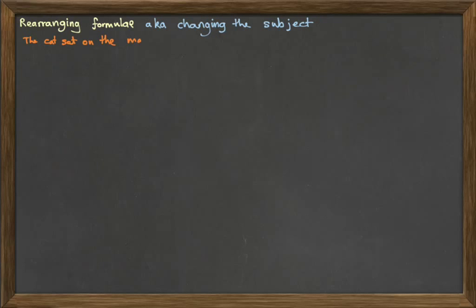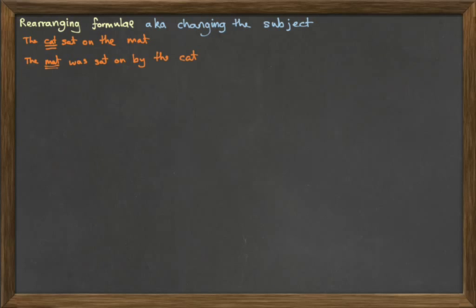So today we're going to be looking at rearranging formulae, otherwise known as changing the subject. To get a better idea of what we mean by changing the subject, we can think about it in terms of English. In English we can change the subject of a sentence. Let's look at one sentence. The cat sat on the mat. In this sentence, cat is the subject. We could rearrange that sentence to make mat the subject. This would become, the mat was sat on by the cat. So now you can see that mat is the subject.